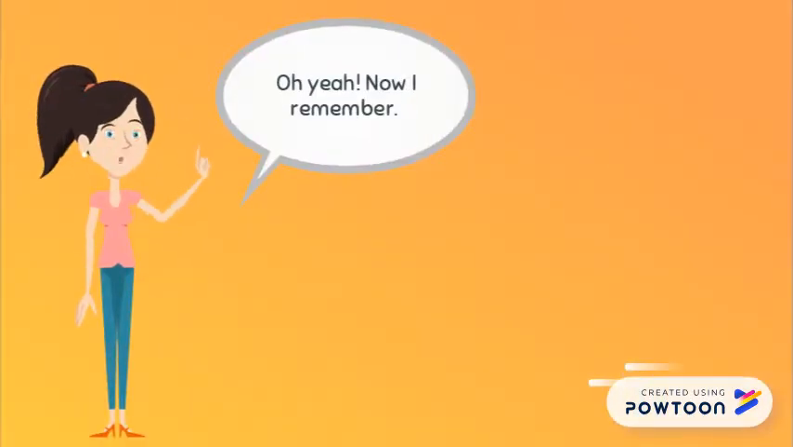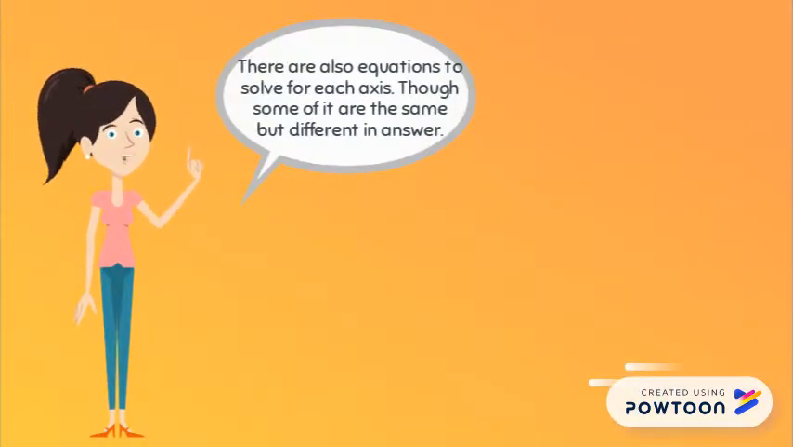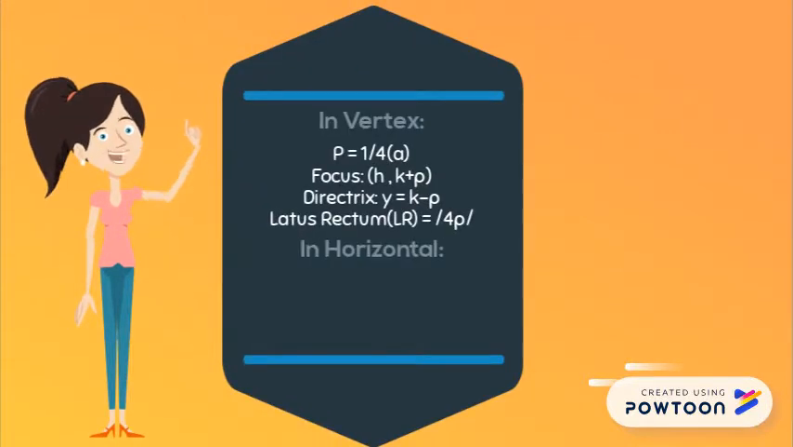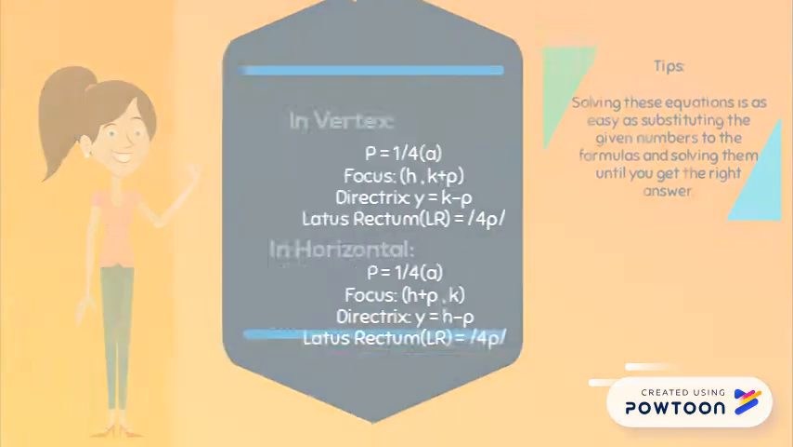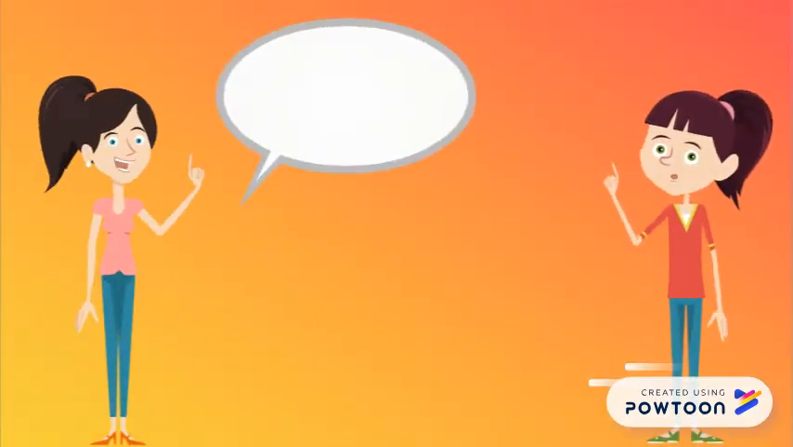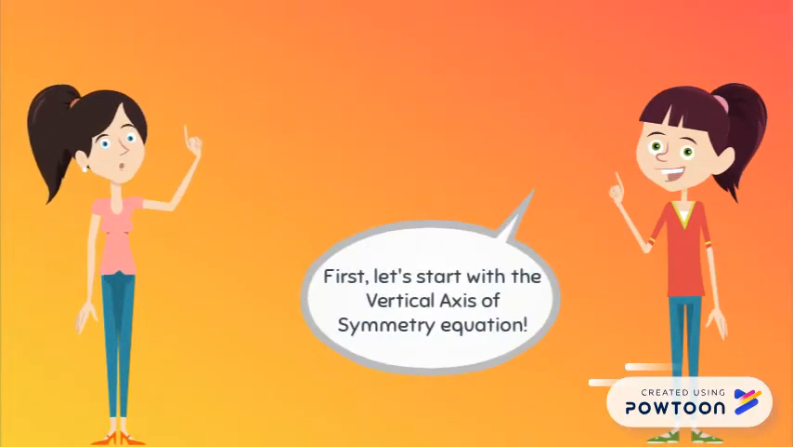Oh yeah, now I remember. There are also equations to solve for each axis, though some of them are the same but with different answers. Tips. So now we're gonna set 3 examples in each axis.